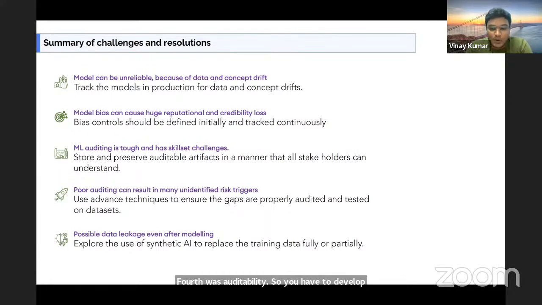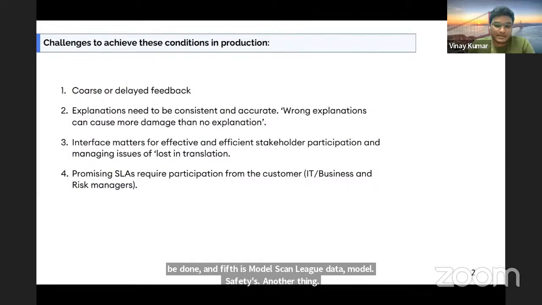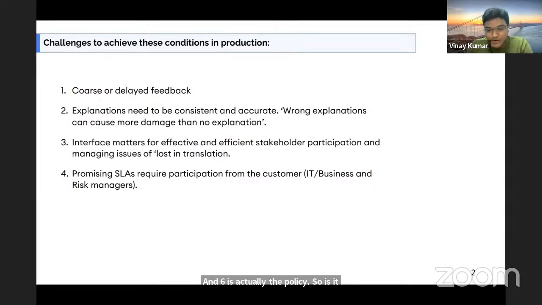And fifth is models can leak data. Model safety is another thing. And sixth is actually the policy layer. So even if you build something, is it easy to deliver? Maybe not. Again, this is just a starting point.